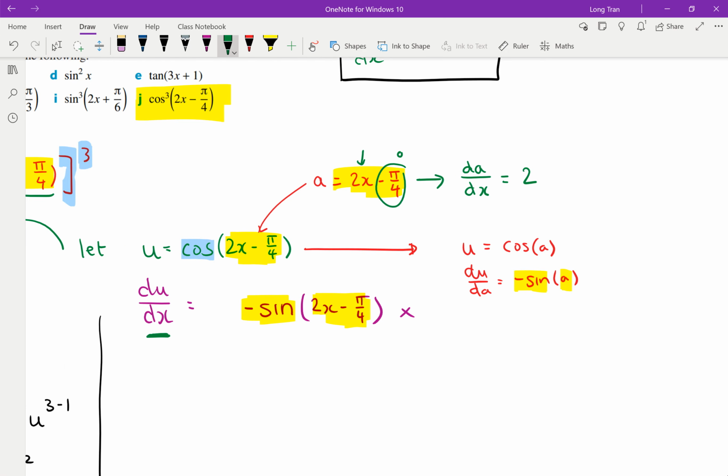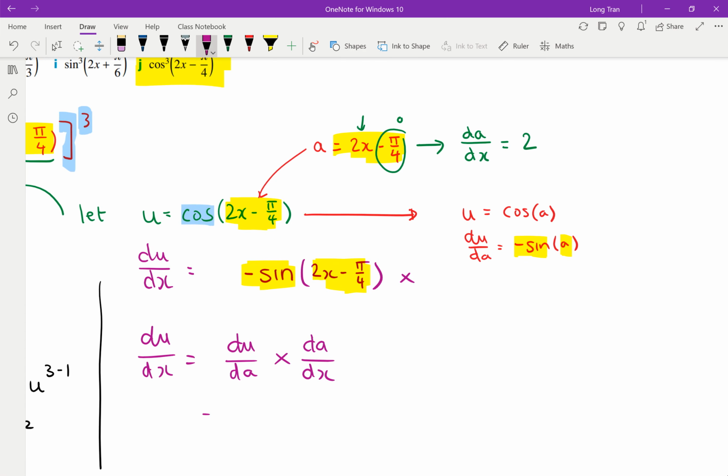That's what you're trying to find over here. Well, we know through chain rule, delta u delta x is equal to delta u delta a, so introducing a third variable, times delta a delta x. You may want to pause every now and then. So here we go. My delta u delta a I've got over here.